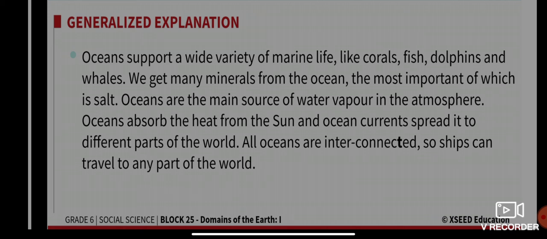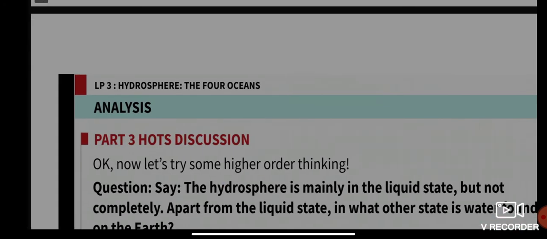All oceans are interconnected. They are connected with one another. So ships can travel to any part of the world by going through the ocean. So it has become a highway. Is that clear?